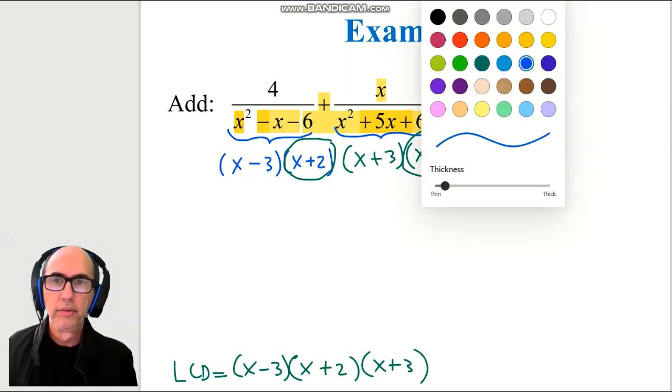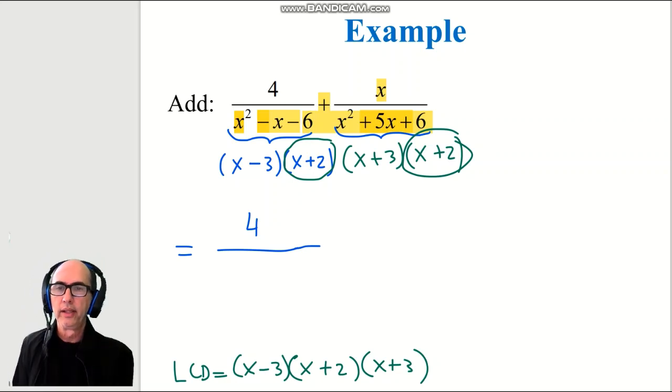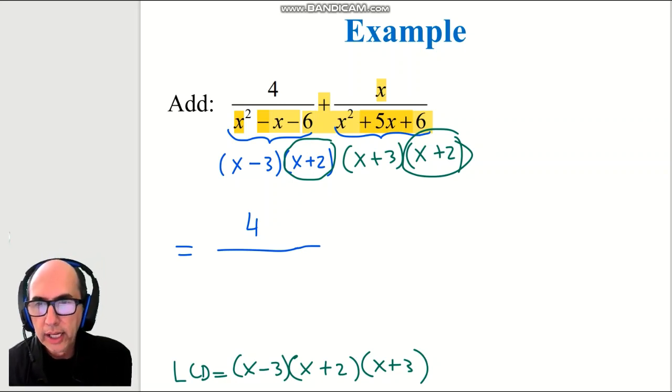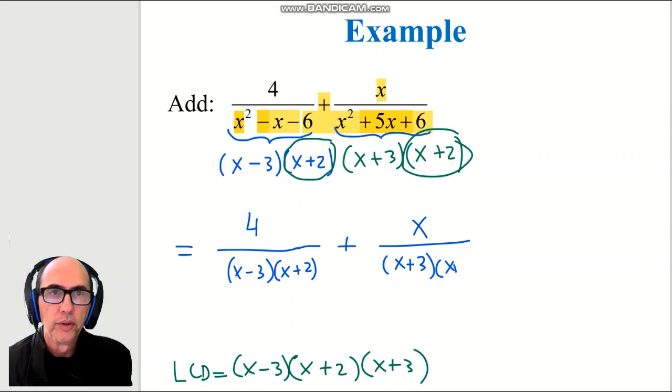I will write it down here. I'm going to use the denominator that's broken down into factors, plus x over (x plus 3)(x plus 2). Oops, sorry, x plus 2.